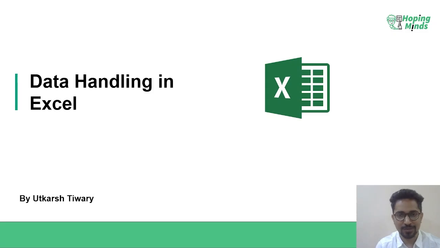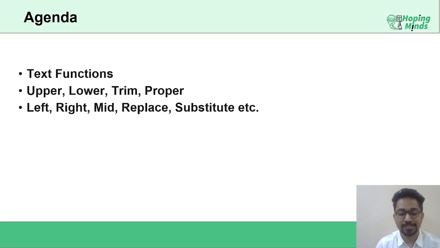So guys, let's have a look at the agenda for this session. The agenda for this session includes understanding different text functions, namely upper, lower, trim, proper, and then we are also going to understand the concepts of left, right, mid, replace, substitute, etc., and a couple of other text-based functions. Till the previous session, we have discussed data cleaning and handling missing values, handling duplicates, and we have also discussed the advanced concepts of VLOOKUP, HLOOKUP, index, and match.